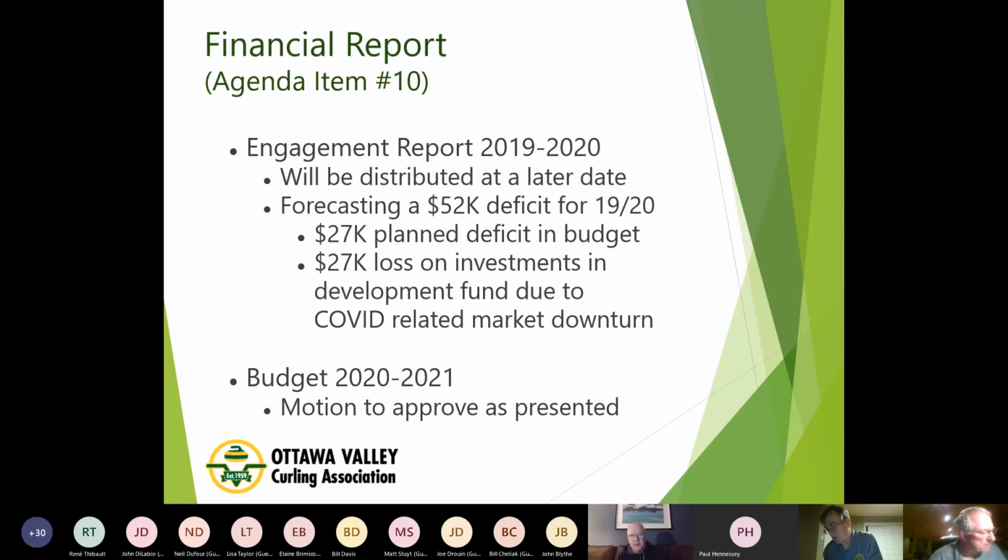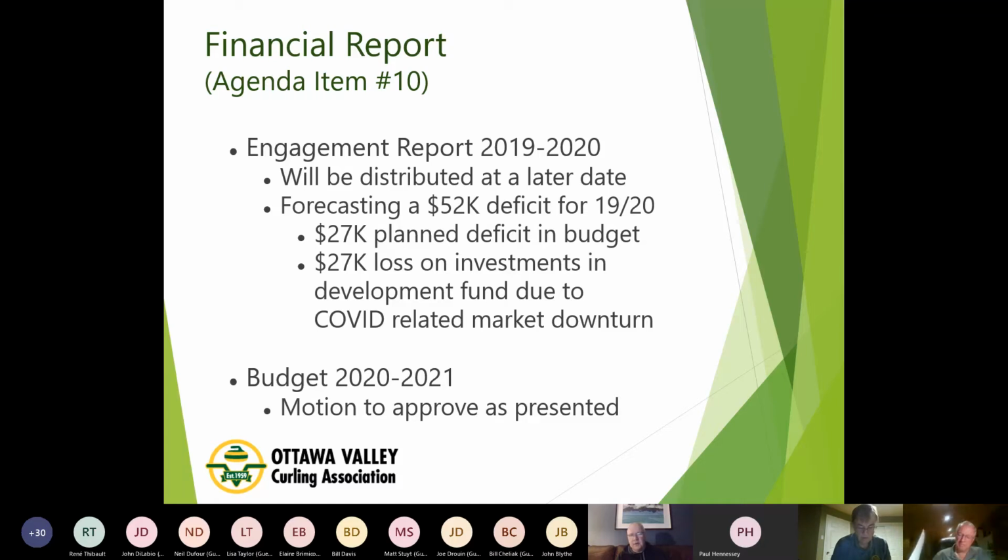What I can give you is a quick highlight that for the 1920 fiscal, we're forecasting on paper a $52,000 deficit. 27,000 of that was a planned deficit in the budget. In fact, if you go back to last year's budget and compare it to the actuals that I've presented with the budget this year, it's pretty well bang on. It's about a 25K loss that we end up having on the operational side.